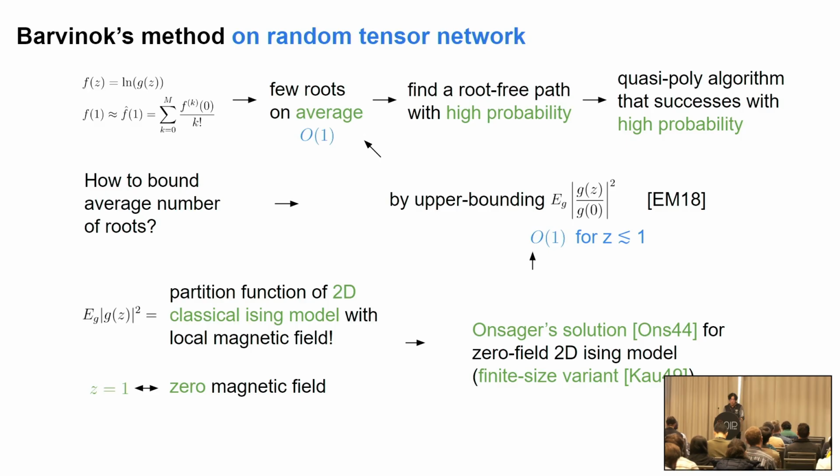More specifically, using this partition function solution, we can show that the second moment is bounded by a constant for z approximately smaller than 1. And thus, we can also argue there are only a constant number of roots on average and get a quasi-polynomial time algorithm in the end.